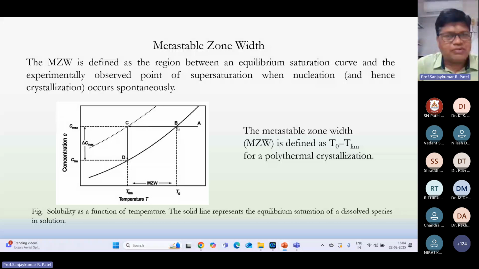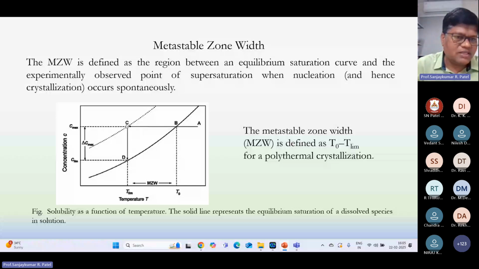Okay, so metastable zone width I will term as the change in the temperature. The metastable zone width here would be T0 minus T limit for any kind of crystallization, particularly for the cooling crystallization. Once the nuclei are created at this concentration level, point C, the crystal growth will start to occur, and therefore this is the maximum concentration that is available for the growth of the crystals.